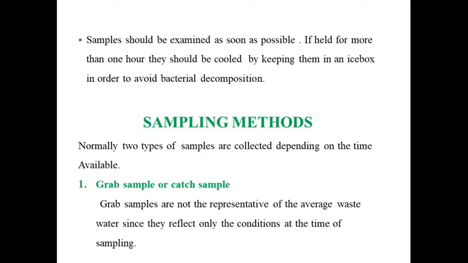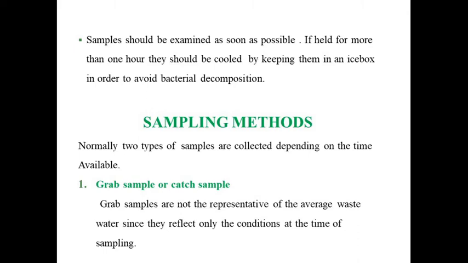Next, what is the source of the sample? Next, what is the date of sampling? Next, what is the time of sampling? Next, what is the temperature of the sample? So all this information about the sample should be collected and noted down, or you can label it on the sample bottle. Okay, so now what are the different methods of collection of samples?